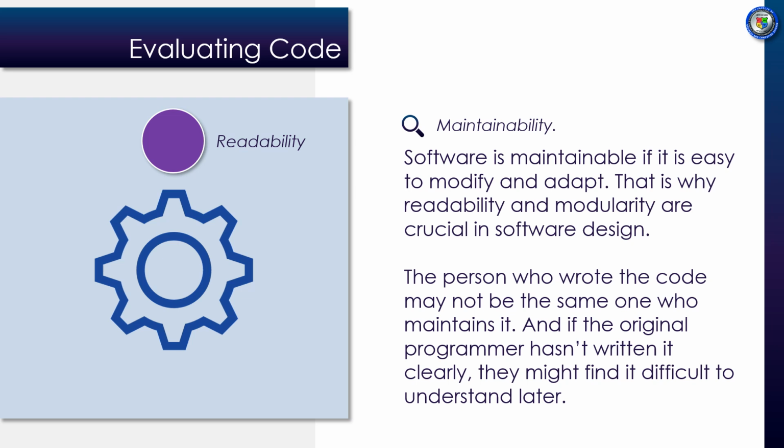Maintainability of our software is also important. This means it's easy to modify or adapt if necessary. That's why readability and modularity are crucial in software design. The person who wrote the code may not be the same one who maintains it, and if the original programmer hasn't written it clearly, they might find it difficult to understand it later.